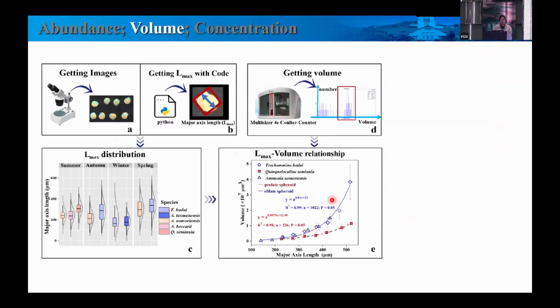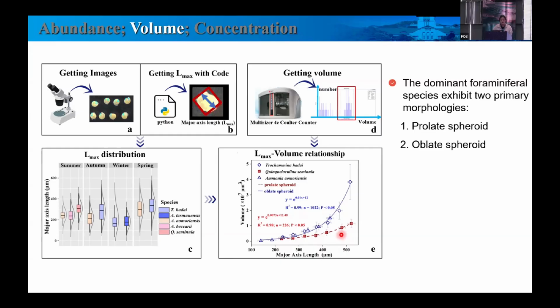As for the volume of foraminifera, we established the relationship between major axis length and their volume. And from the figure, we can divide it into two shapes, the two primary morphologies. One is the prolate spheroid, which we can think of as an American football, and the other is the oblate spheroid, which we can think of as a hamburger shape. And the major axis length and volume show a good relationship.